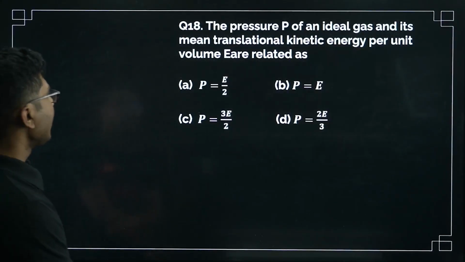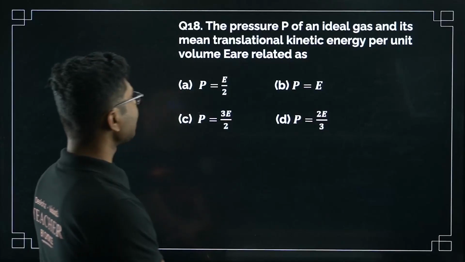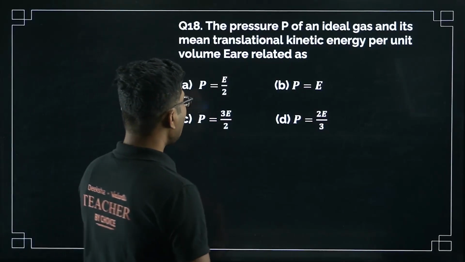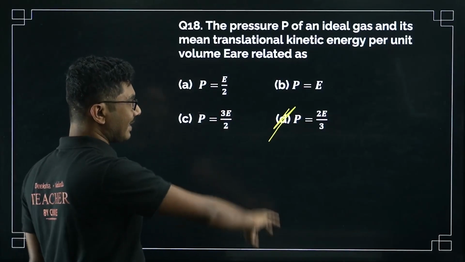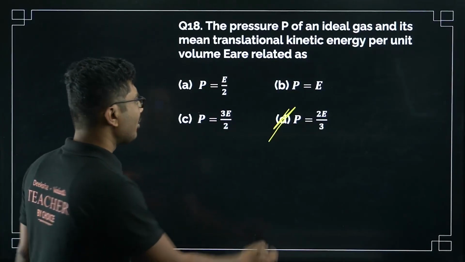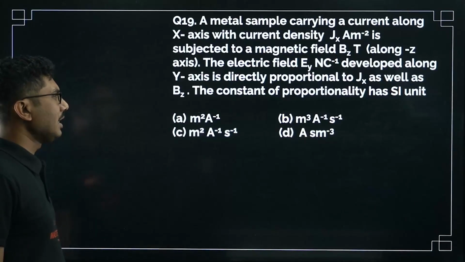Next question. The pressure P of an ideal gas and its mean translational kinetic energy per unit volume E is related as P equals 2E by 3. If you want to check the derivation, it is given in the PDF. I am not doing it, it's very easy, common from NCERT, so that's why I am not doing the derivation.